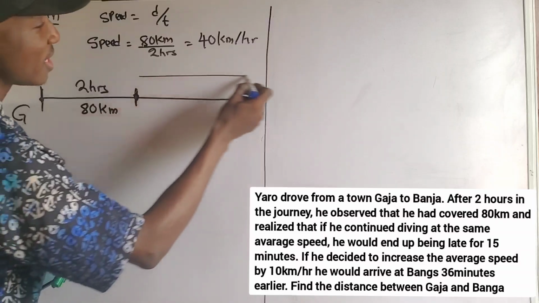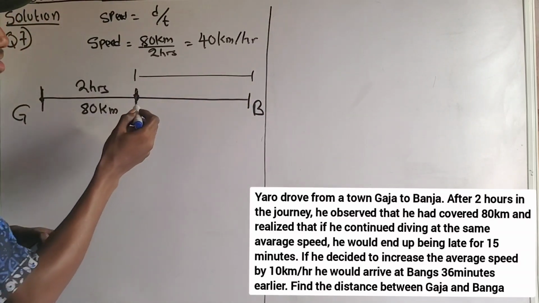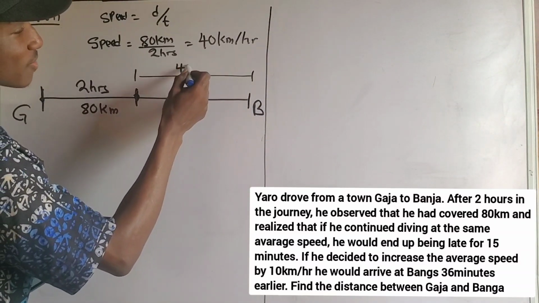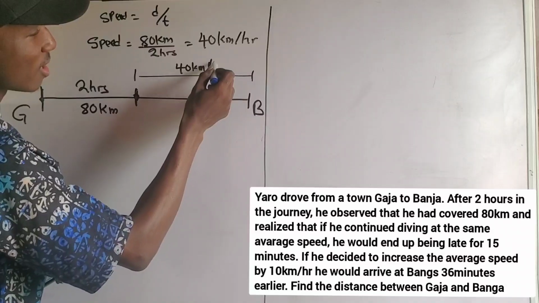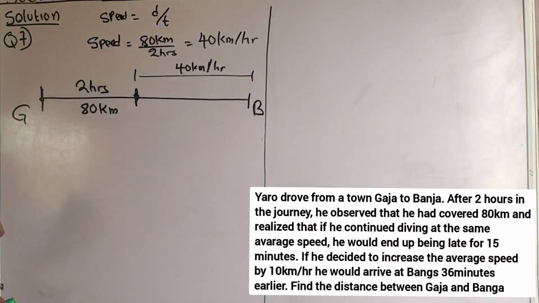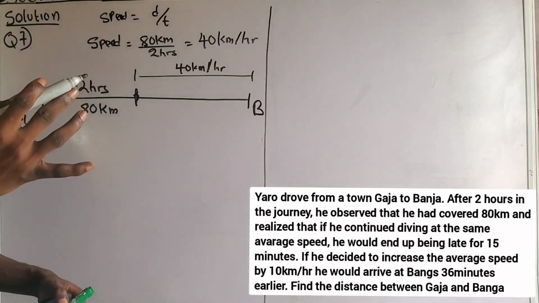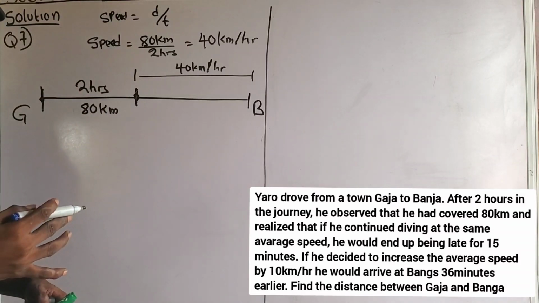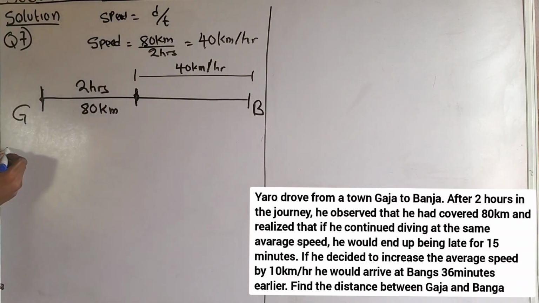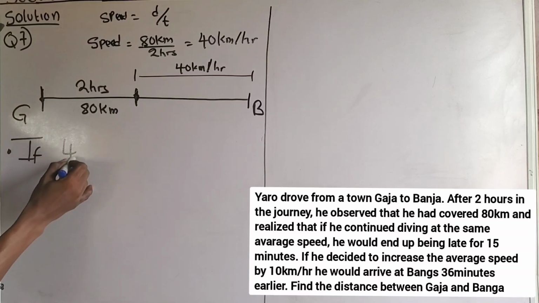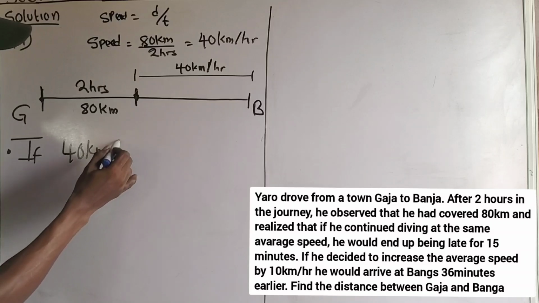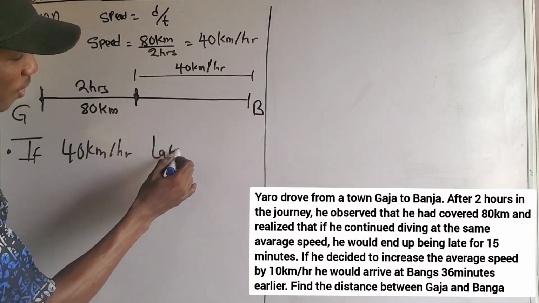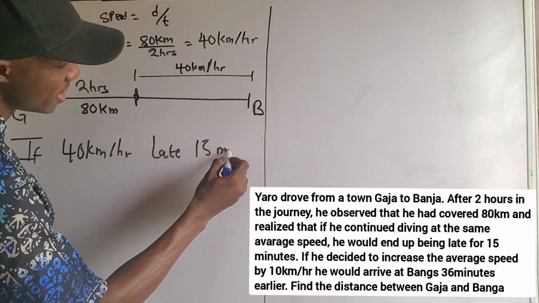If he continued driving at this rate, are you getting it? If he continues at 40 kilometers per hour, he's going to be late for 15 minutes. That means that he's going to spend an additional 15 minutes on the journey. Okay, please pay attention. If he continues at this speed, 40 kilometers per hour, he's going to be late for 15 minutes.